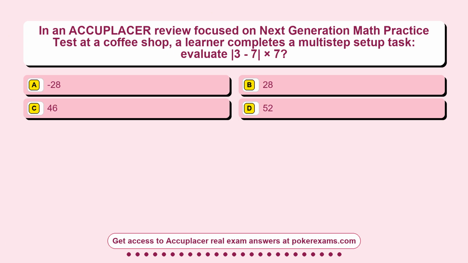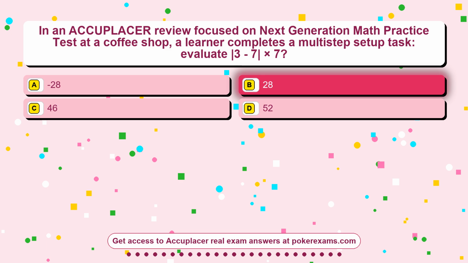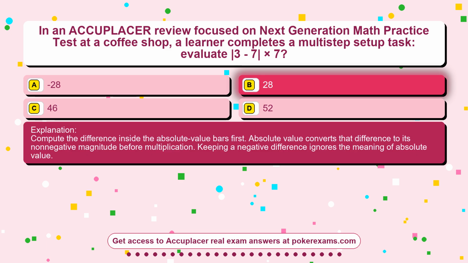Question 18. In an Accuplacer review focused on next-generation math practice test at a coffee shop, a learner completes a multi-step setup task. Evaluate 3 minus 7 times 7. Option A, -28. Option B, 28. Option C, 46. Option D, 52. The correct answer is option B, 28. Compute the difference inside the absolute-value bars first. Absolute value converts that difference to its non-negative magnitude before multiplication. Keeping a negative difference ignores the meaning of absolute value.